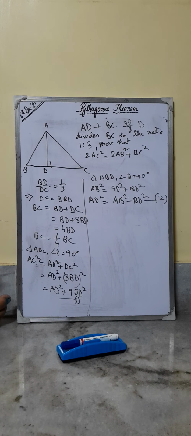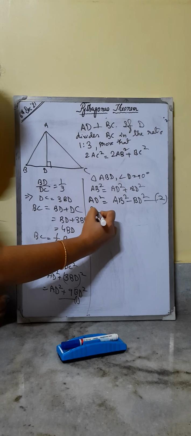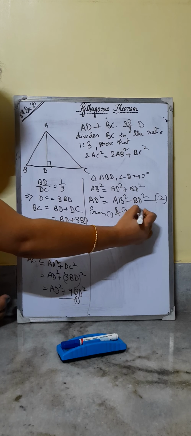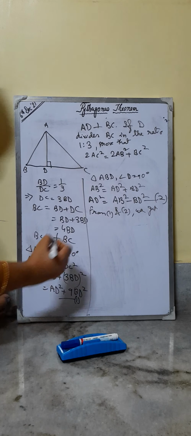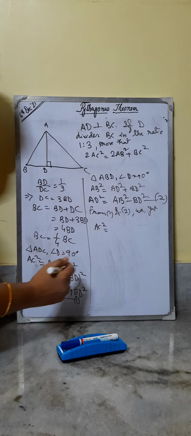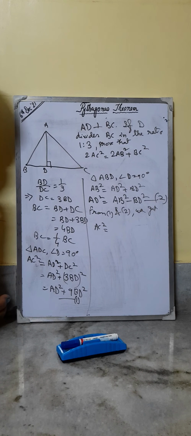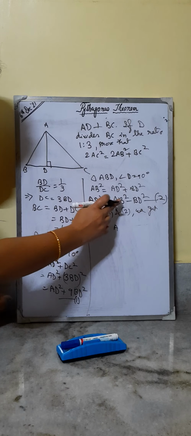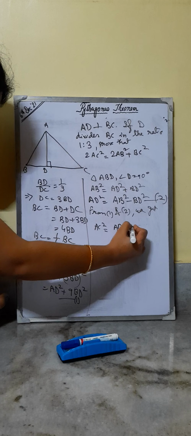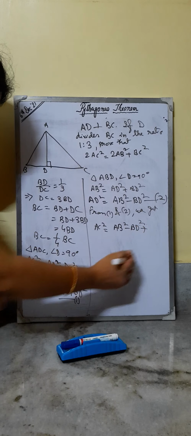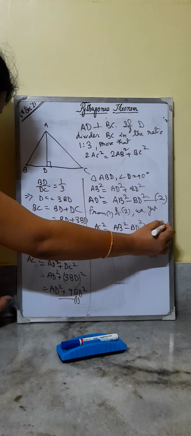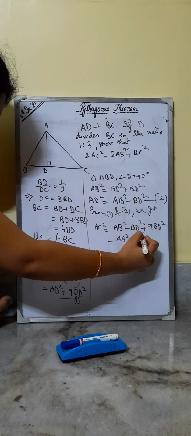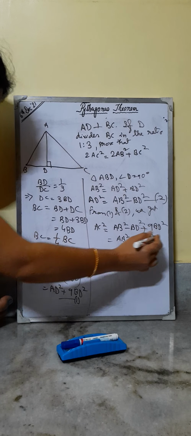Now, from equations 1 and 2, what do we get? AC square equals AD square plus 9BD square. But AD square means AB square minus BD square. So AB square minus BD square plus 9BD square. So AB square plus 8BD square.